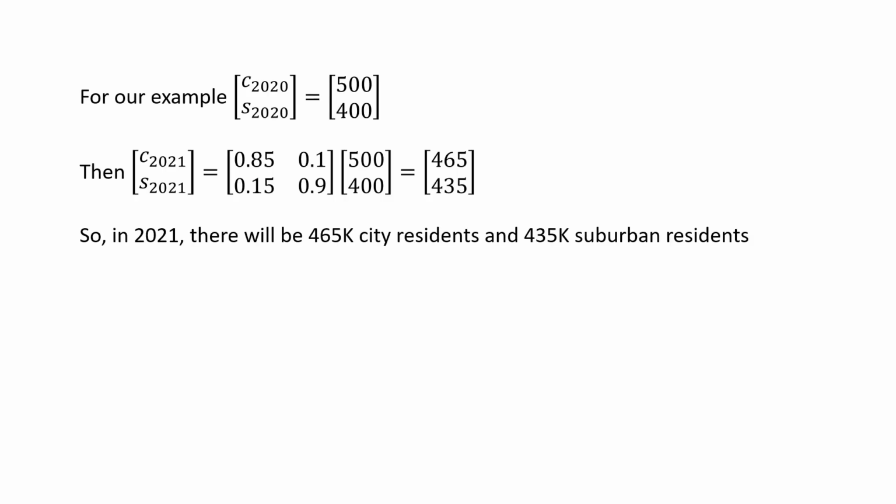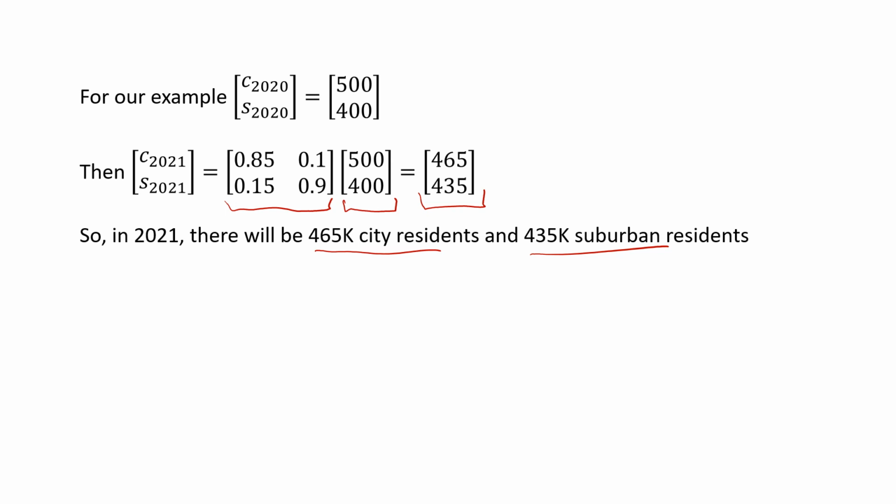So now we go back to our problem. We know what the status was in the year 2020. How do we get 2021? Well, to get 2021, that's the year t plus 1, the next year, we take our transition matrix, multiply it by what we know, what happened in 2020, and we get the population in 2021. So in the year 2021, we have 465,000 city residents and 435,000 suburban residents.